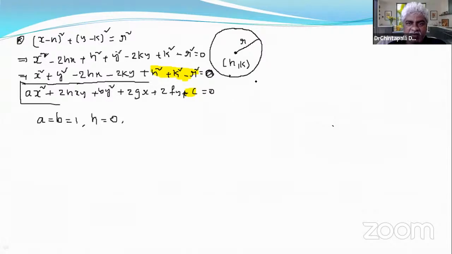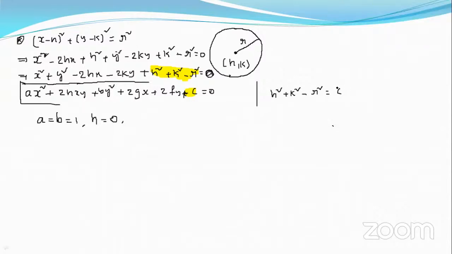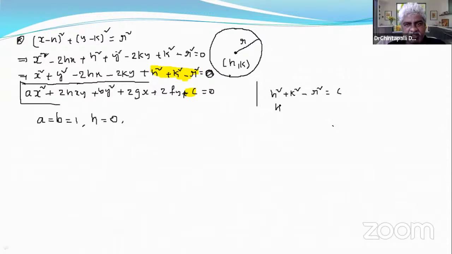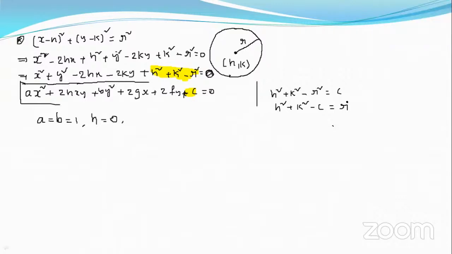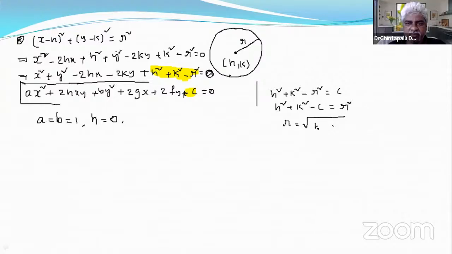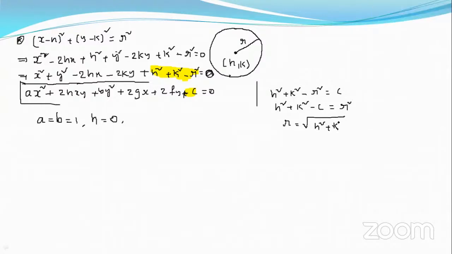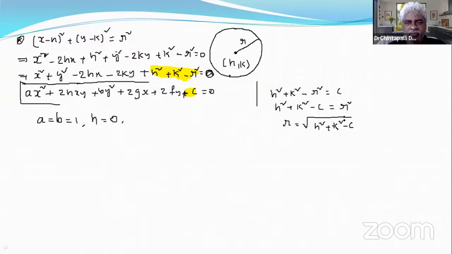The constant term in our equation is h square plus k square minus r square, which is equal to c, right? Now bring that c to the left hand side. It will be h square plus k square minus c is equal to r square, right? What is r? The square root of h square plus k square minus c. This equation gives the value of the radius, right?